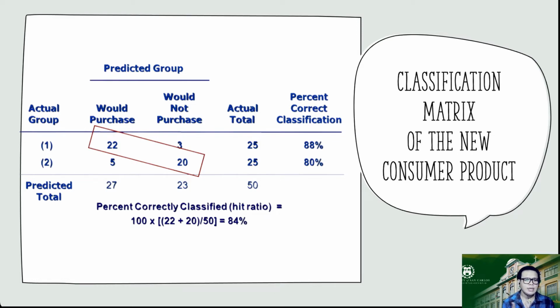So that means to say that the percent correctly classified hit ratio, as to how it is computed, would be 100 times 22 plus 20 divided by 50. So we have to get first 22 plus 20 divided by 50 before we use it as a multiplicand of 100 to get 84%.